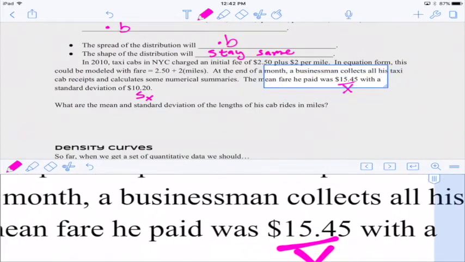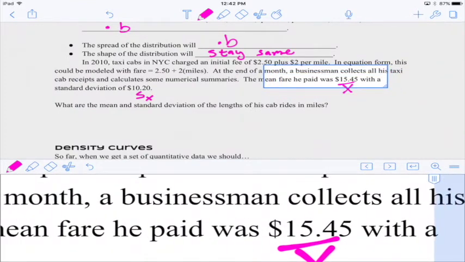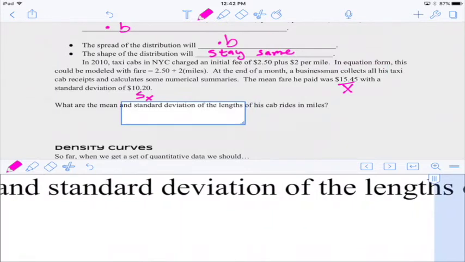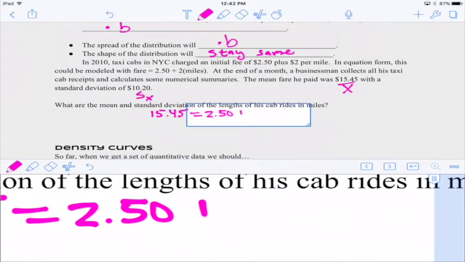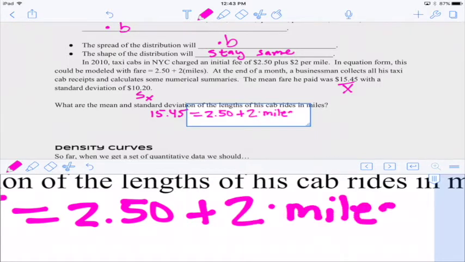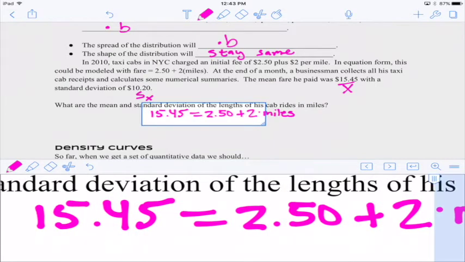This is the mean fare he paid, but we're looking for the mean and the standard deviation of the lengths of his cab rides in miles. So this is the fare, and that equals 2.50 plus 2 times the number of miles. Well, all we've got to do is solve that for miles, so we could use our calculator again and solve that.